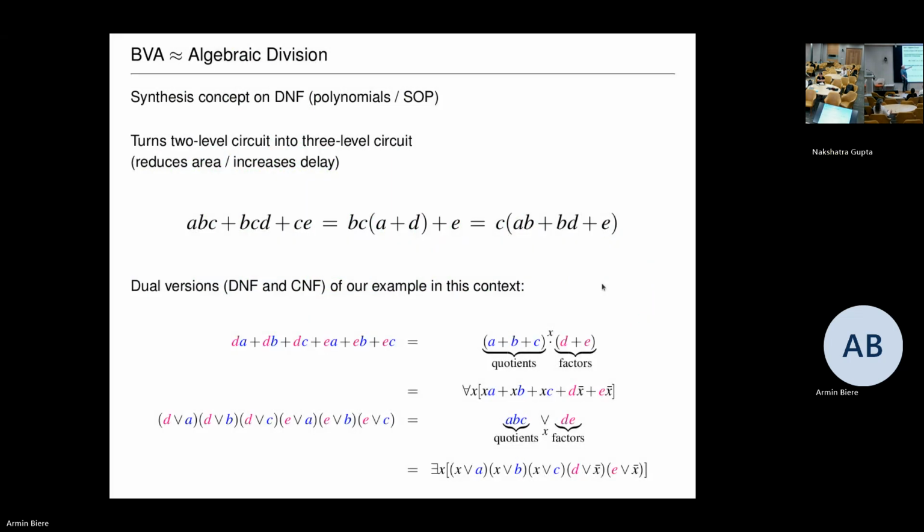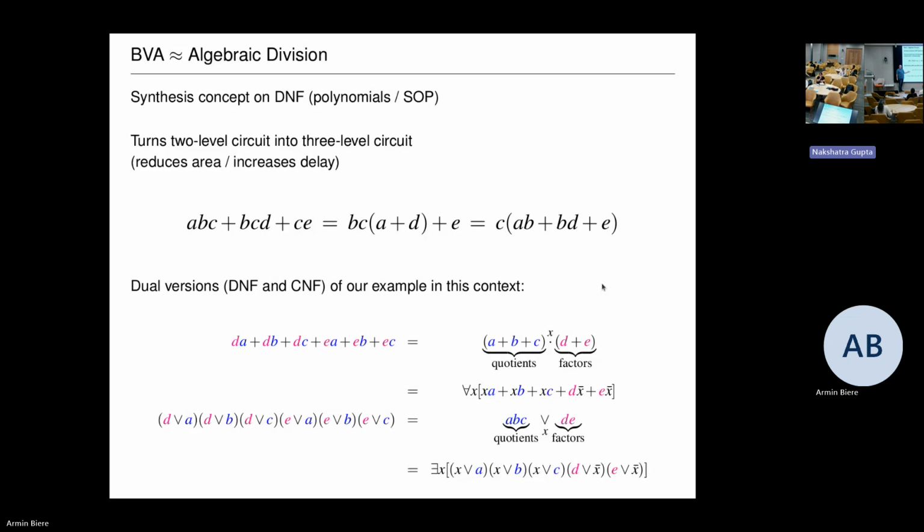This should be a C here. Or you can just factor out the C. This is why I had the C in all of them. C occurs in all of them, so I can just factor it out. And now think of them as circuits on the right. They're 3 levels, not just 2 levels. And I claim that that's exactly what we're doing in BVA. In hardware synthesis, of course, it's about decreasing the size of the circuit. This is for area. It increases the delay, but shrinks the number of transistors you need to implement something. And for that, they have used this algebraic division since the 80s.